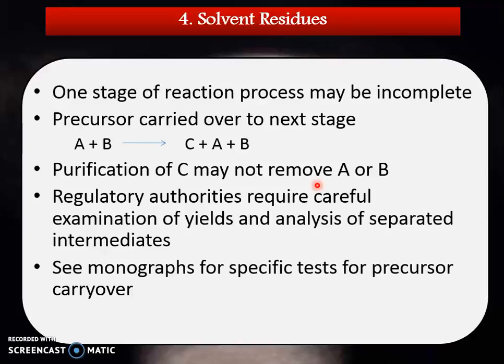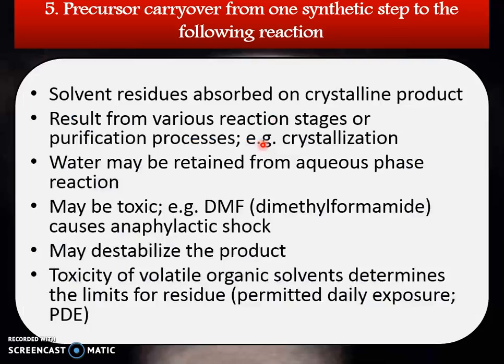Fourth source is solvent residues where the reaction is incomplete. So you still have your reagent carried over, and this reagent can further react with other reactants and make other products, which will again cause impurities. Fifth is precursor carryover, where you can have two possibilities. One, a catalyst will be carried over into another synthetic step, or a solvent residue will be absorbed onto a crystallized product where it dissolves and then it can continue on into another reaction.